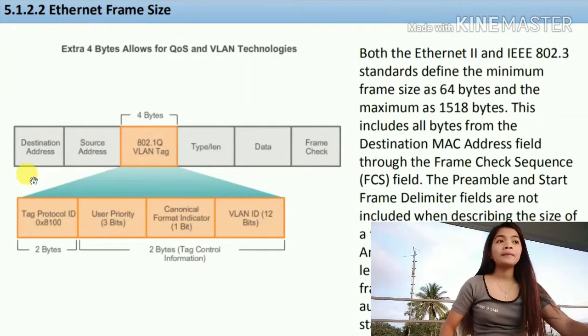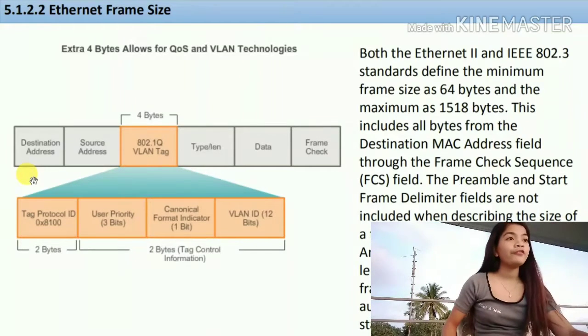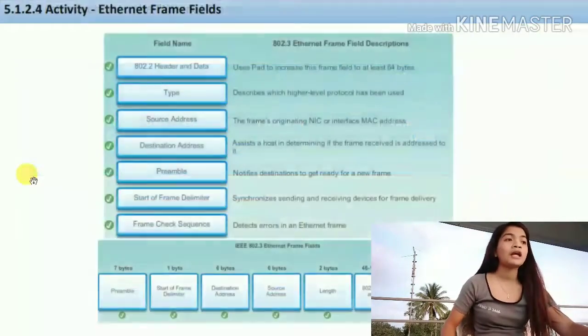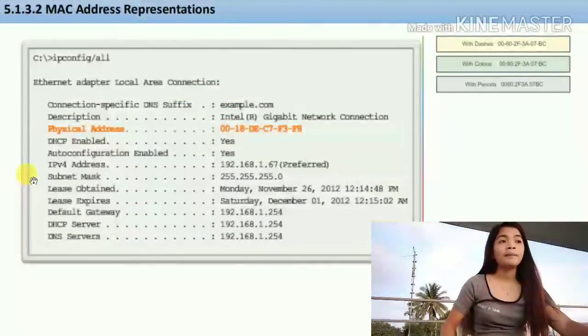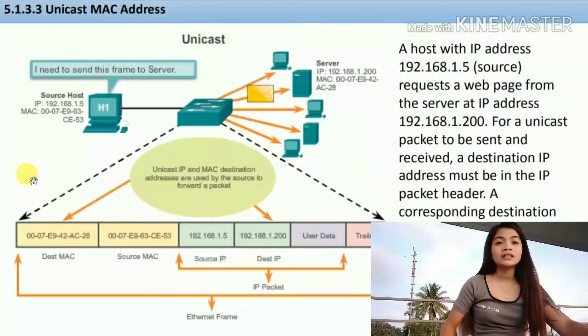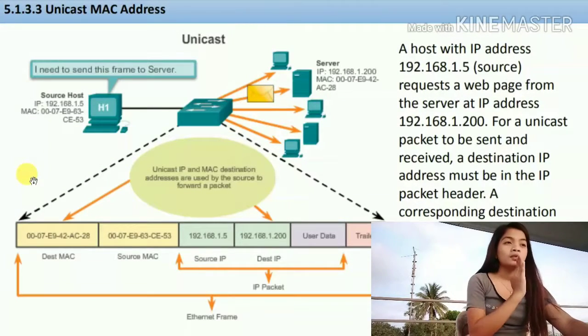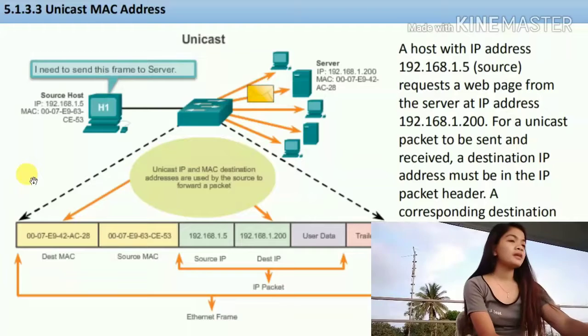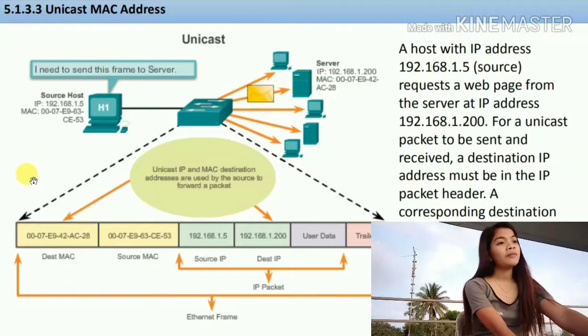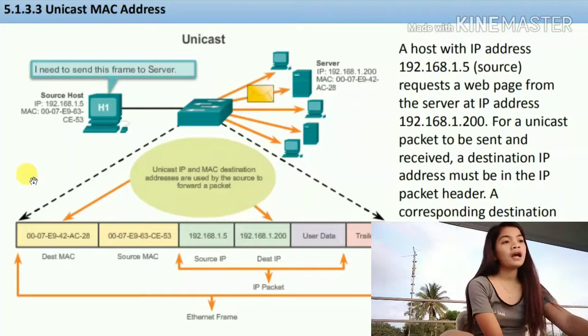A host with IP address 192.168.1.5 as source requests a web page from the server at IP address 192.168.1.200. For a unicast packet to be sent and received, a destination IP address must be in the IP packet header. A corresponding destination MAC address must also be present in the Ethernet frame header. The IP address and MAC address combine to deliver data to one specific destination host.